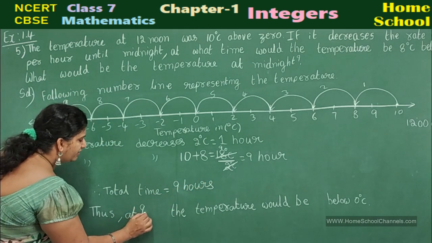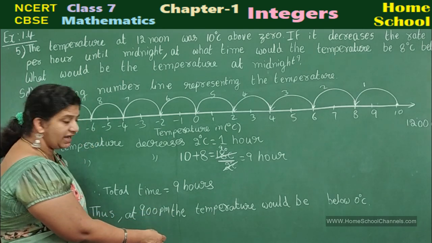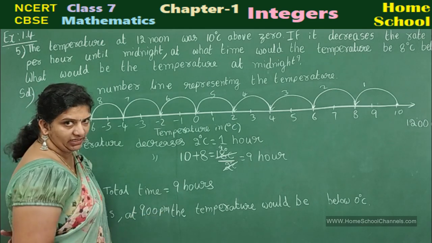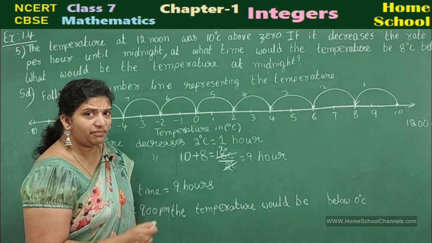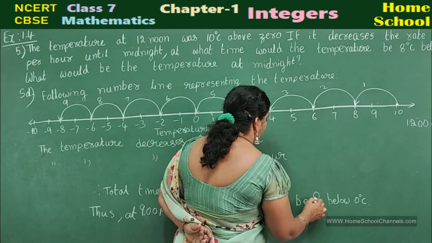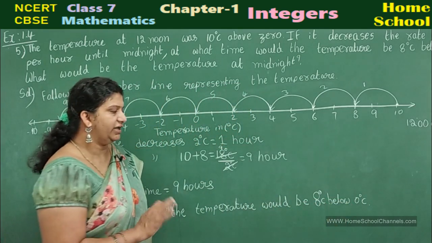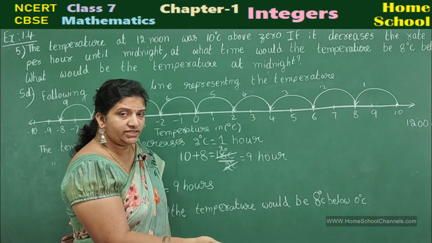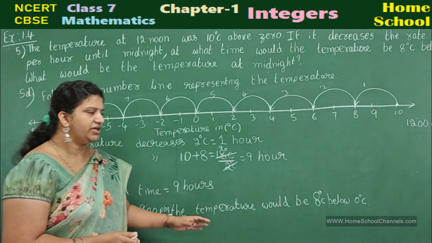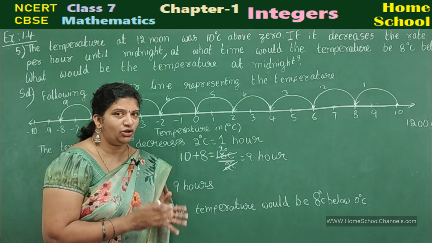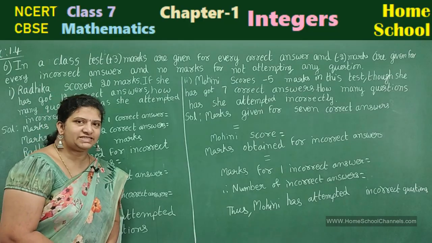Thus at 9 p.m., not a.m., here it is 9 p.m., post meridian. Thus at 9 p.m., what would the temperature be? It would be 8 degrees Celsius below 0. No need to write minus 8; below 0 itself means minus 8. Thus at 9 p.m. the temperature would be 8 degrees Celsius below 0 degrees Celsius. Okay, is this clear? Sixth one.